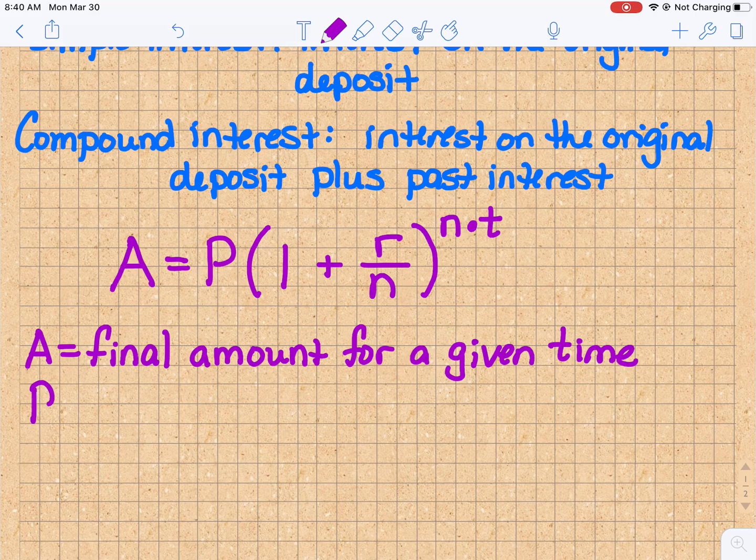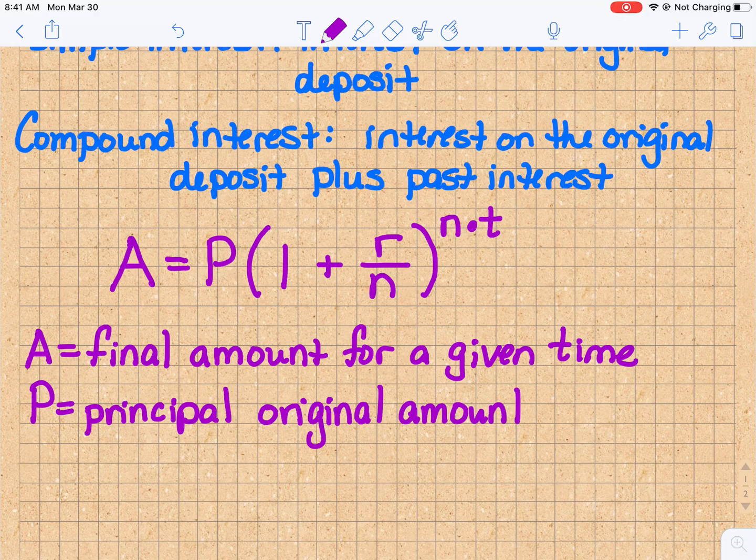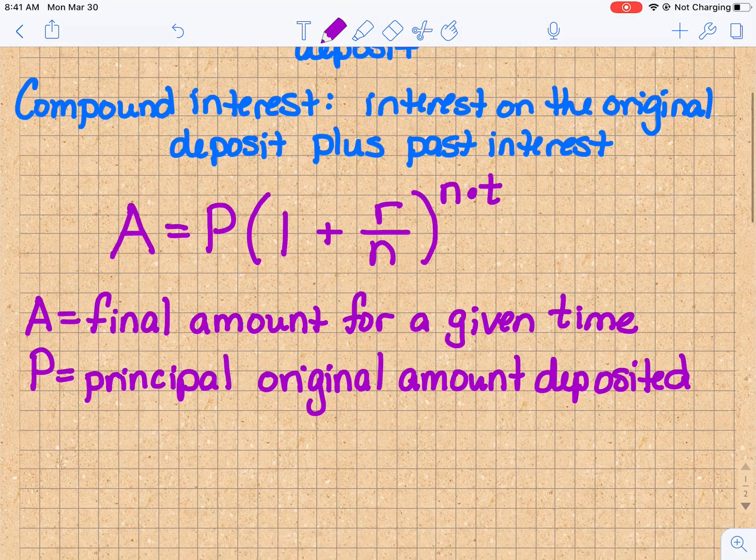P stands for principal. Principal is one of those words that can be used a lot of different ways, but we're talking about principal in the fact that it's the original amount deposited. Okay, whatever you started with, the bill you started with, the amount you deposited in the bank, that's the original amount, also called the principal. That's why it's a P.